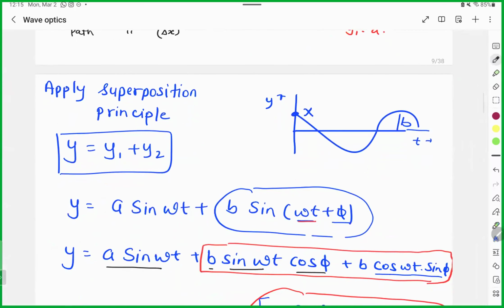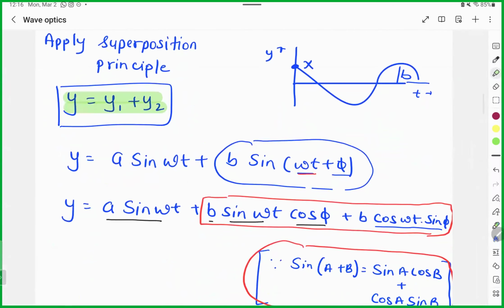So if you apply the superposition principle, the literal meaning of the superposition principle is addition, nothing else. Literal meaning of superposition principle is addition. You have two waves. One wave has value a sin omega t or a sin theta, and the second is b sin theta plus some phi angle.